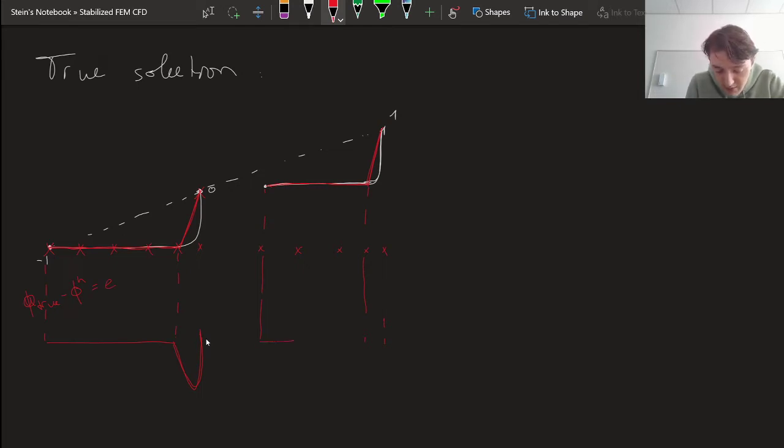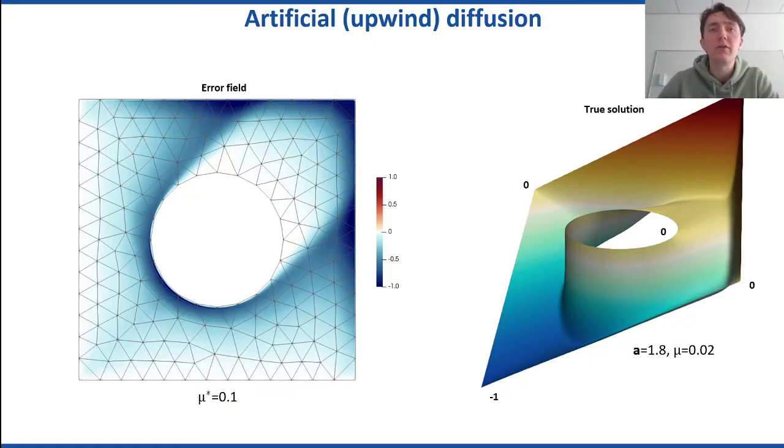Same thing over here. So we get negative fields here for our error. And in my picture here, those are supposed to be blue, right? The negative fields are blue. And indeed, that's what we see. Okay, so that's what we see.